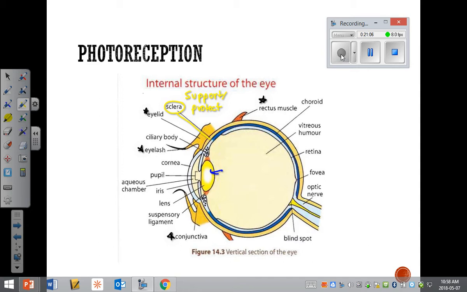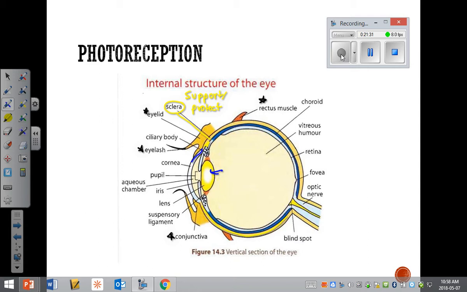Now, if you follow that layer, it goes around most of your eye. So it starts right here, and then it goes all the way around your eye, except for that one spot in the back. So most of your eye is surrounded by this layer, the sclera. But as you move towards the front of your eye, this layer becomes something else.